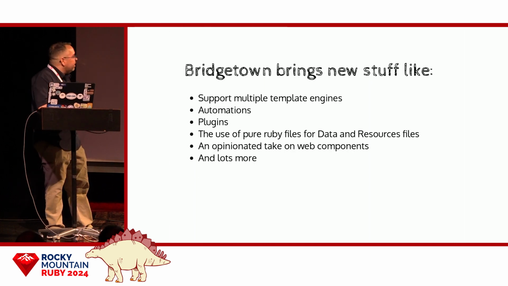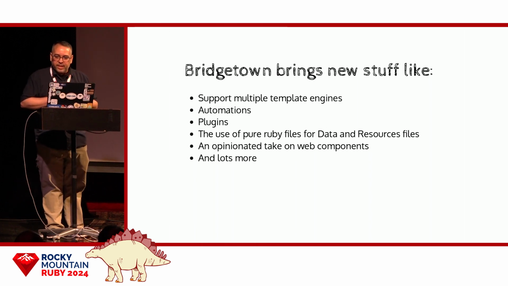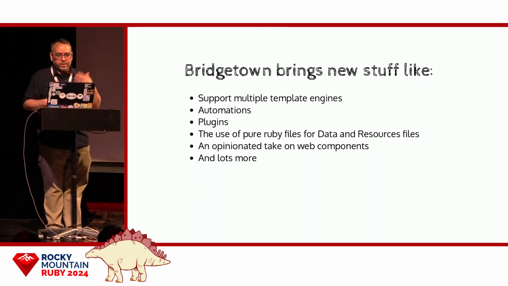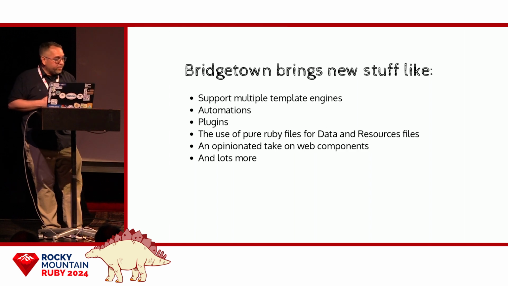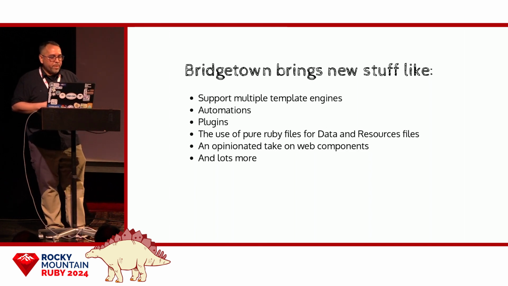But Bridgetown brings new stuff, like it supports multiple template engines in a more easy built-in way. So you can use ERB, Serbea, and others, and it has plugins that can extend it. It brings this concept of automations, which is a nice way to integrate libraries or do things within your project using Ruby.